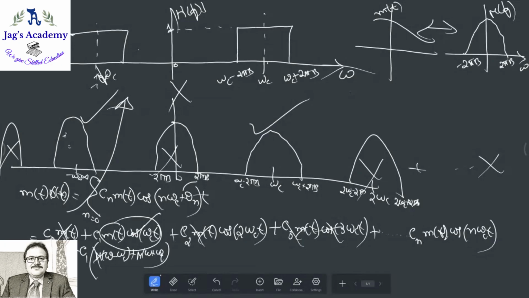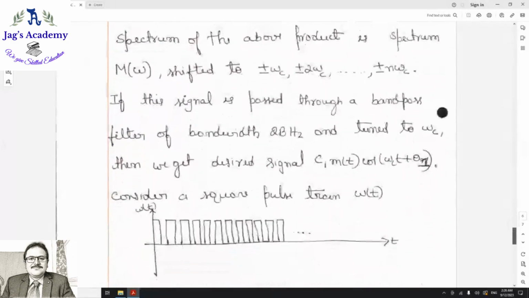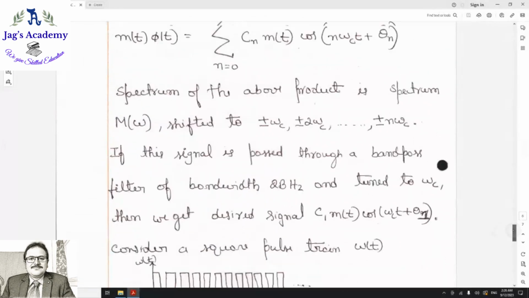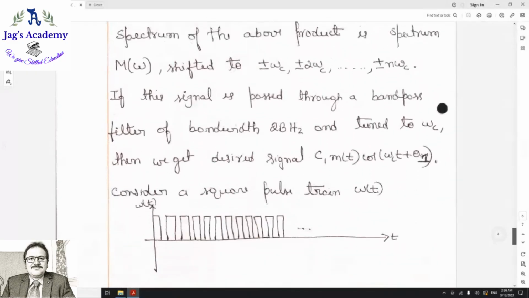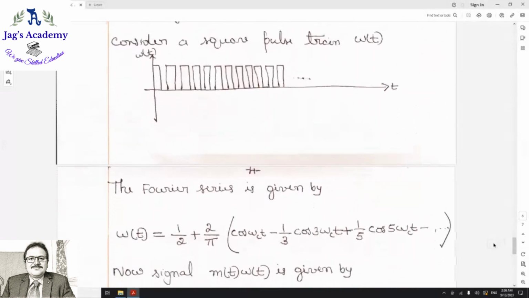Now, see, ultimately, just by multiplying a periodic waveform, we got a double sideband suppressed carrier wave, yes or no? That is what the switching modulator is. I will take one switching modulator case now. I have already explained this. Now, let us consider a periodic pulse train.